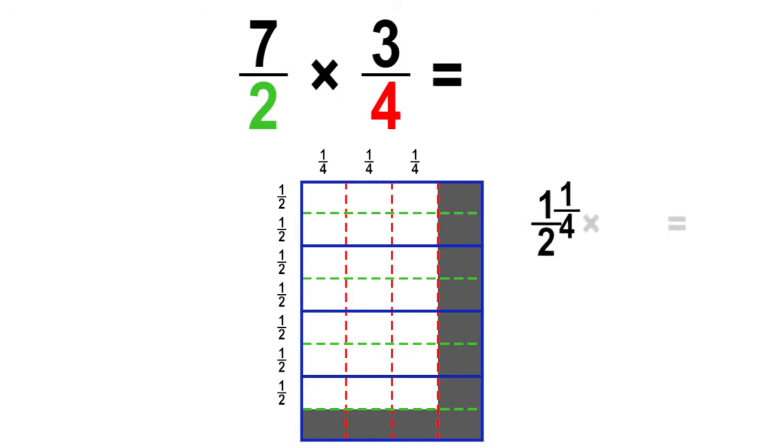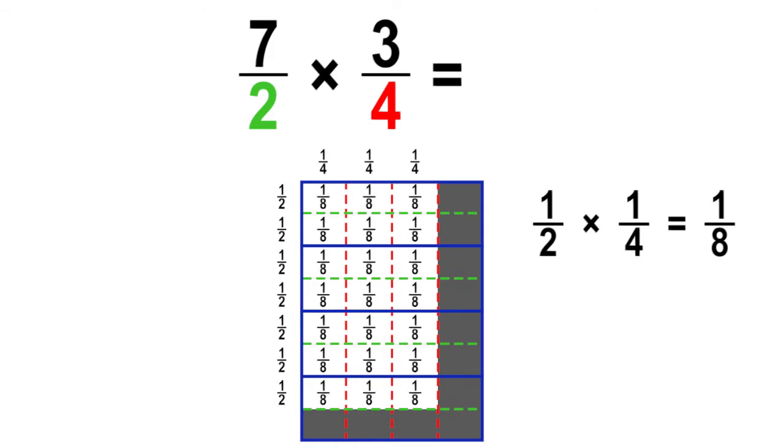1/2 times 1/4 equals 1/8, so each box or unit is 1/8. Counting up all those boxes, we have 21 boxes of 1/8 or 21/8. Our last goal is to explain how the equation relates to our model.